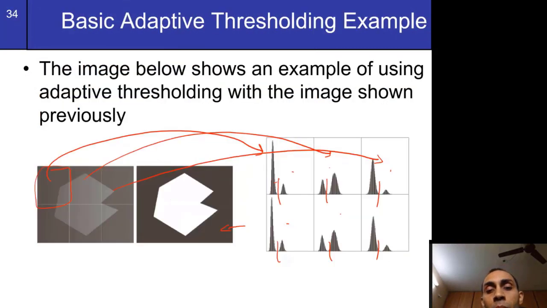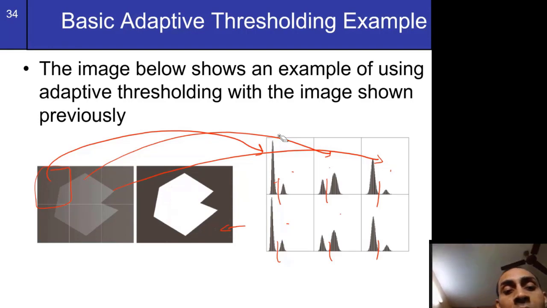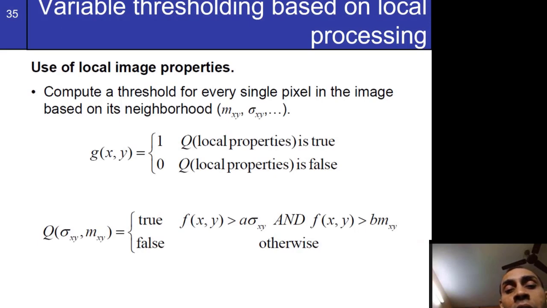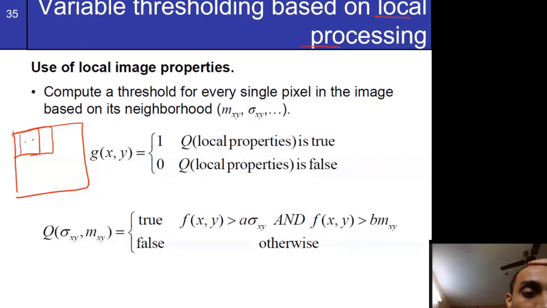You can extend it so that instead of dividing into a grid, you do it like a moving average, like filtering, the way we were doing filtering. That is what is called local processing. You have an image, you define a neighborhood around each pixel, and within that neighborhood you calculate some properties of that region, and based on that you decide the threshold, and then move this region to the next location and decide for the next pixel, and so on.